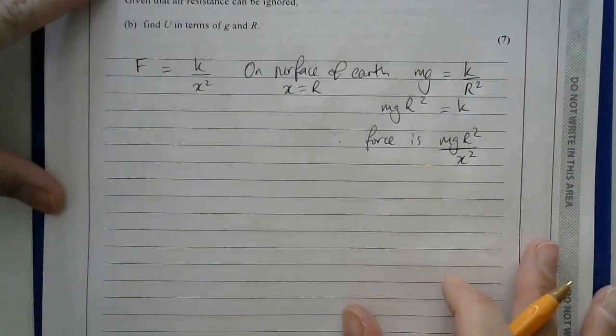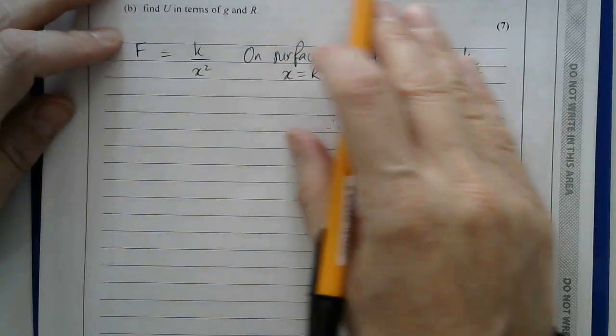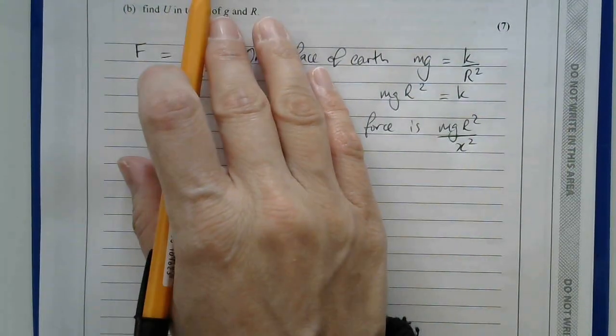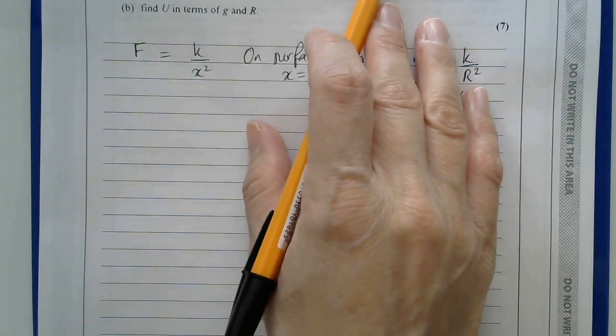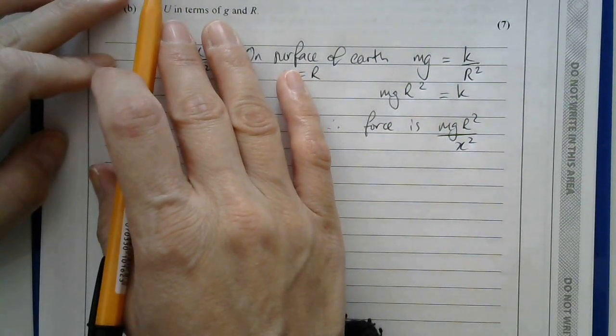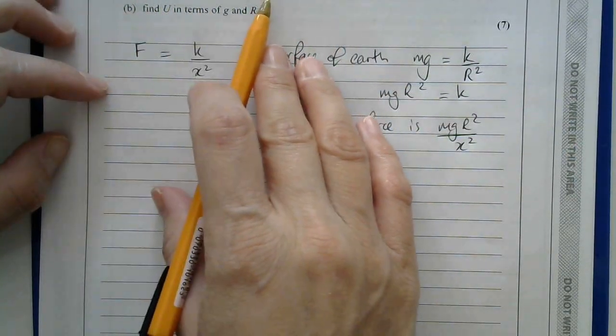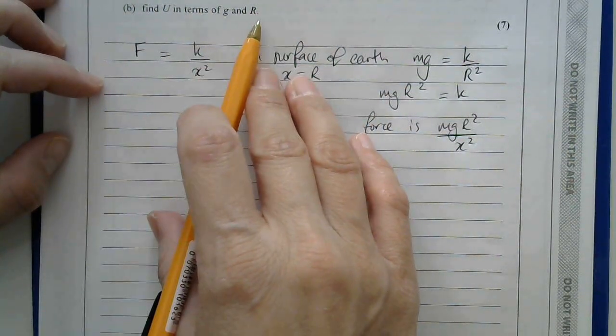Then I'm told that the particle was fired with an initial speed u, and the greatest height above the surface of the Earth reached by P is r over 20. Remember, whenever you have a greatest height problem, it means that the velocity is 0. Given that air resistance can be ignored, find u in terms of g and r.